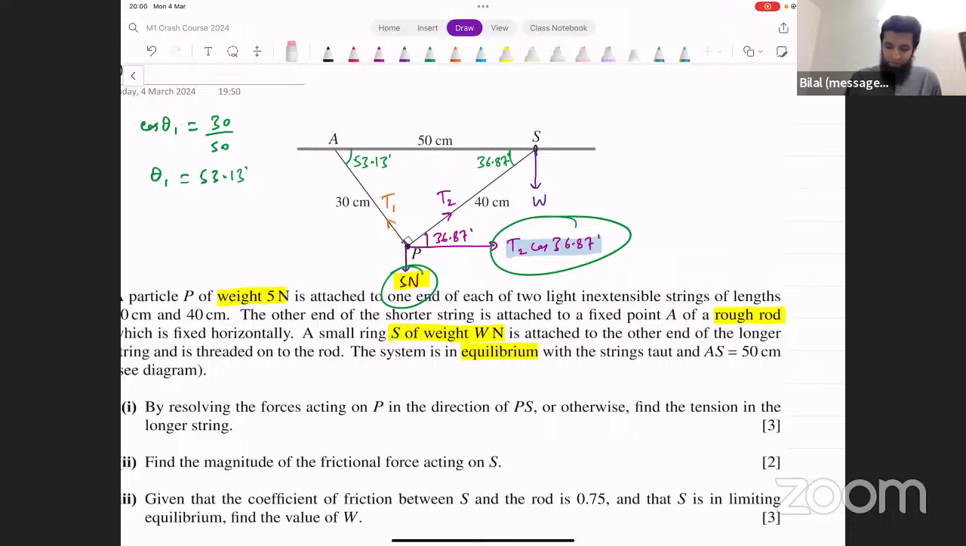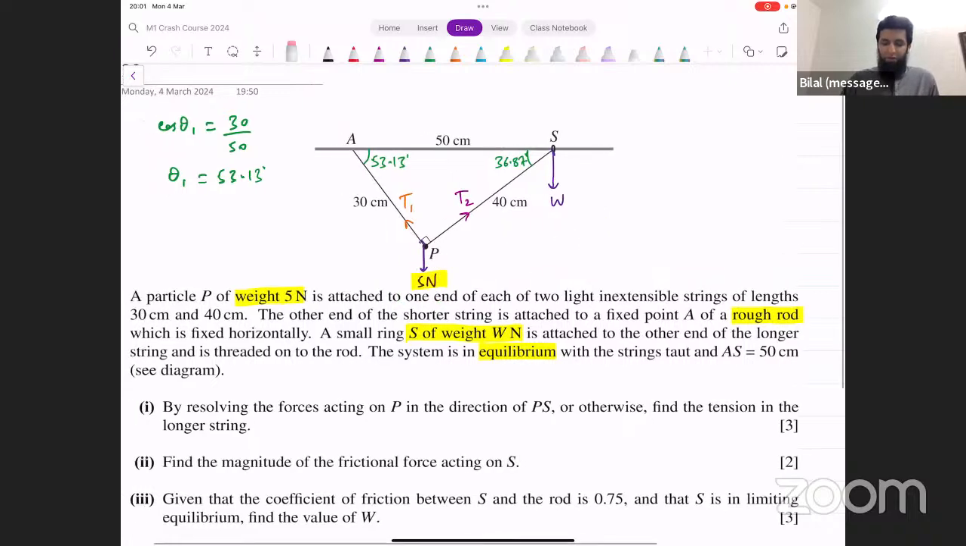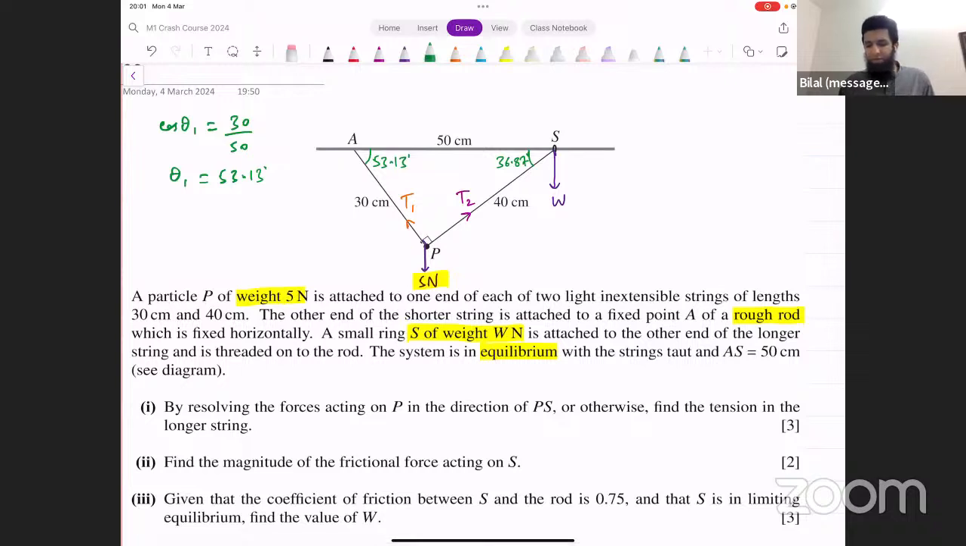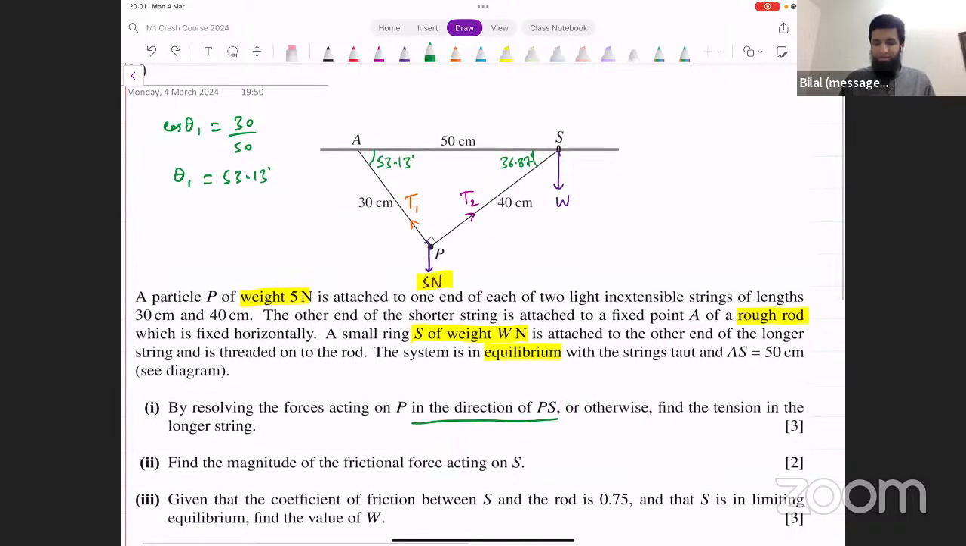Okay, let's just get rid of this. All right. So these are the original forces. Now, what are they telling us? They're saying by resolving the forces acting on P in the direction of PS. Now, what we did there was this option or otherwise. So they're not making it compulsory to use what they have suggested. They're saying you could use some other method as well. That's okay. However, they're suggesting something. By resolving the forces acting in this direction, PS. Now, if they give you a hint like this, generally, that hint is going to make things easier for you. So let's try to understand what they mean in the direction of PS.